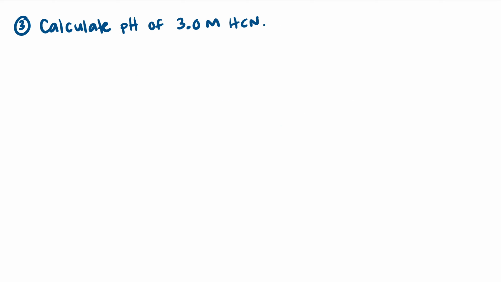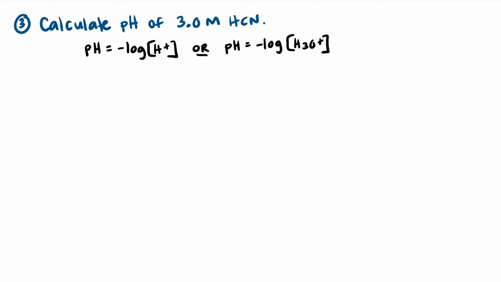Part 3. Let's say we have a 3 molar hydrocyanic acid solution and we want to calculate the pH. Well, we know that pH is equal to the negative log of concentration of H, or in other words, the negative log of hydronium. Remember that hydronium and hydrogen are used interchangeably in all these problems because hydronium is just water plus that hydrogen ion, and we know all of our solutions are occurring in aqueous solution where water is our solvent, so we use them interchangeably. They mean the same thing.